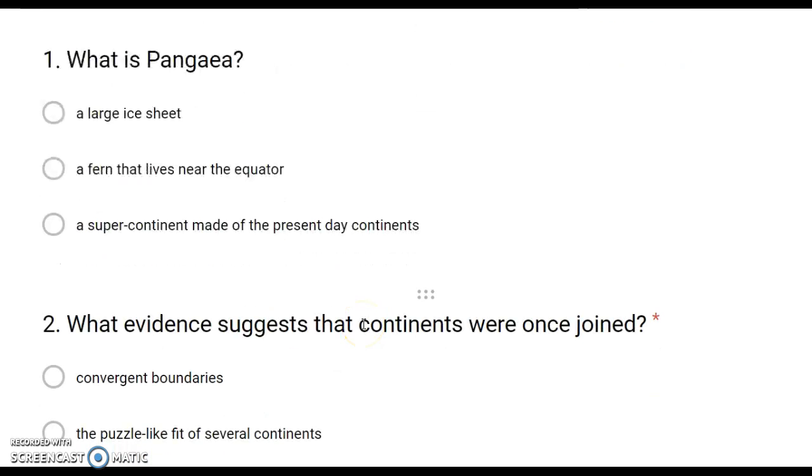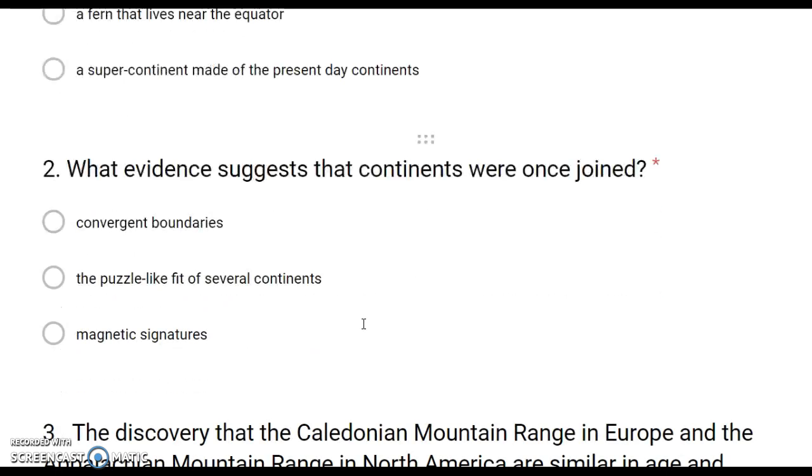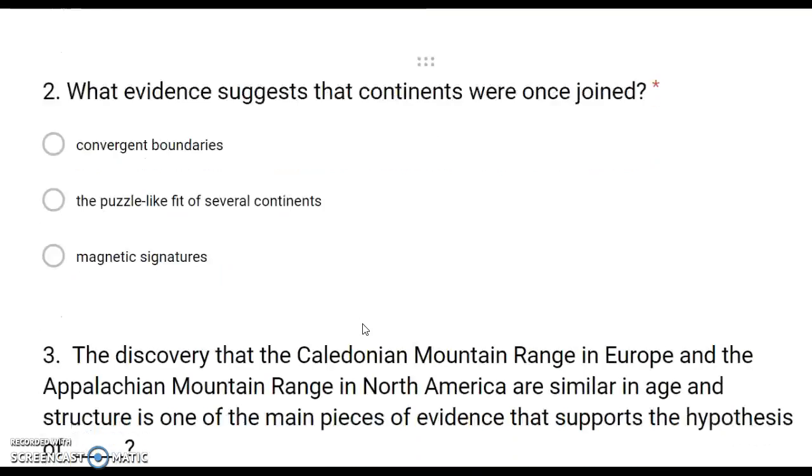A large ice sheet, a fern that lives near the equator, a supercontinent made of the present-day continents. 2. What evidence suggests that the continents were once joined? Convergent boundaries, the puzzle-like fit of several continents, magnetic signatures.